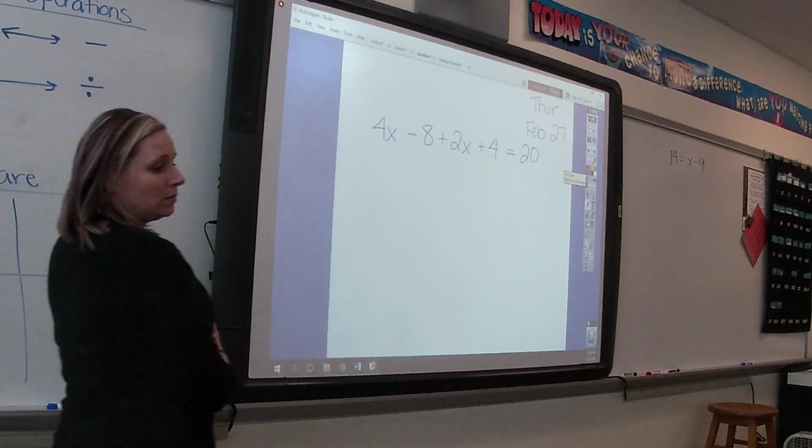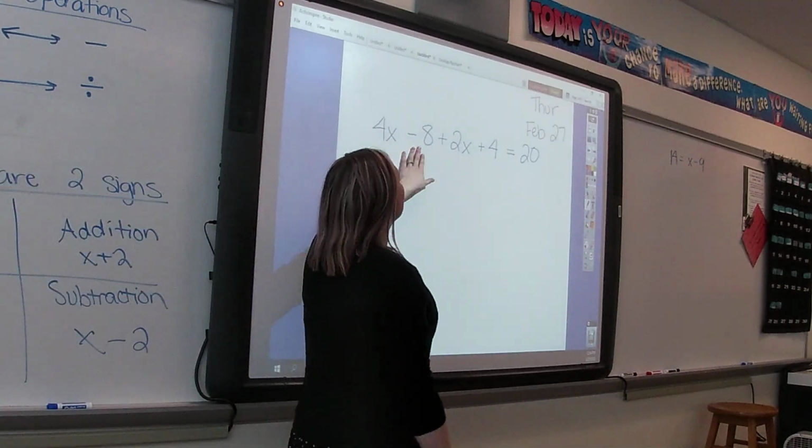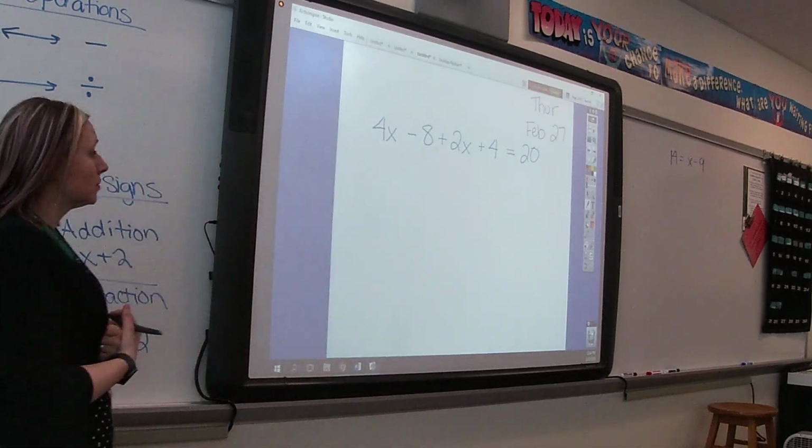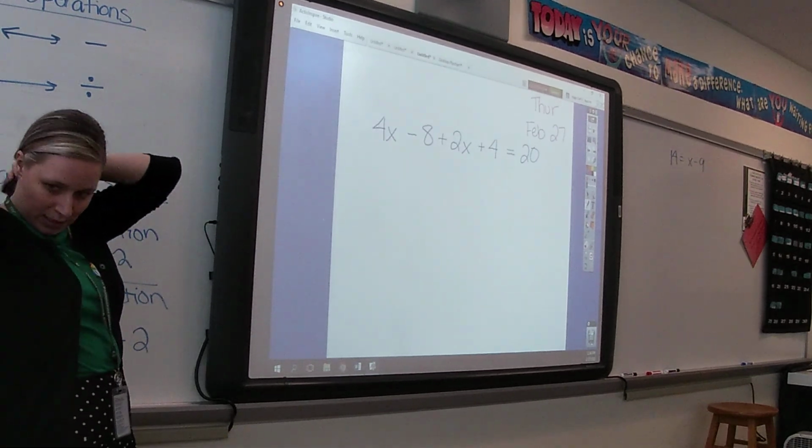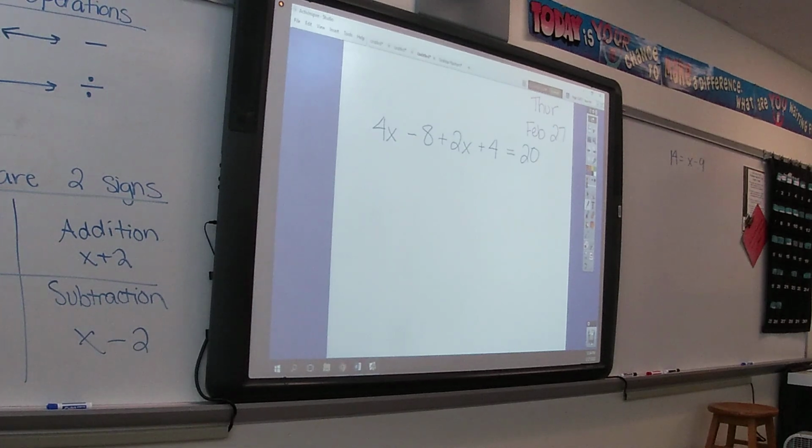Minus 8, yeah, write this down. So write this down on the right-hand side. 4x minus 8 plus 2x plus 4 equals 20.